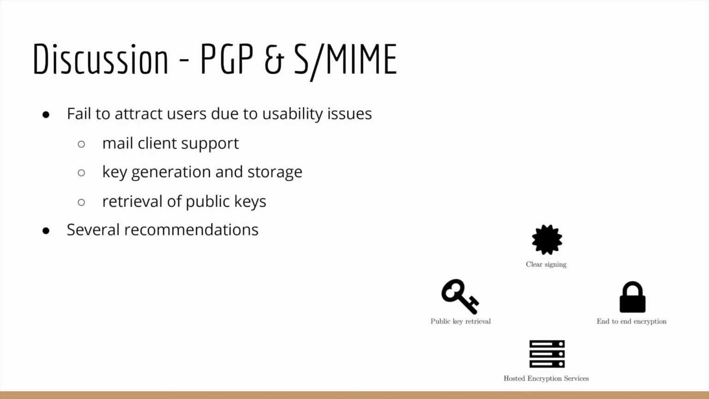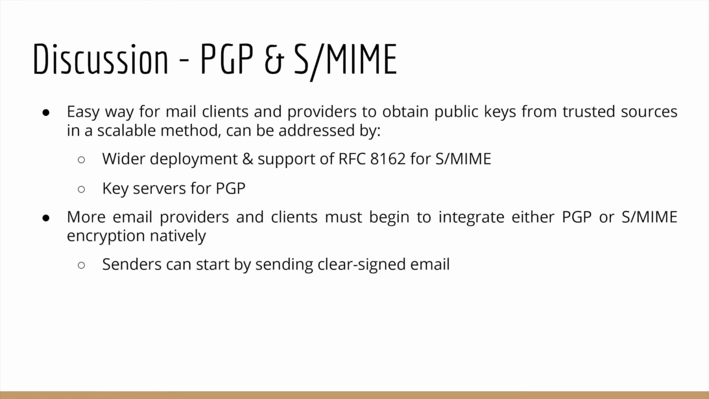Presently, both PGP and S/MIME are failing to attract users in large numbers because they are both still plagued by usability issues. In particular, mail client support, key generation and storage, and the retrieval of public keys pose big challenges. We present several suggestions and reiterate some pre-existing recommendations. For widespread adoption of end-to-end encryption to be achieved, it should be easy for mail clients and providers to obtain public keys from trusted sources in a scalable method.